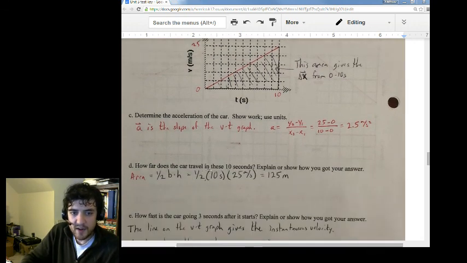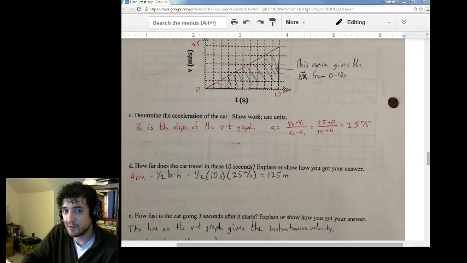All right, determine how far, I can actually read the words that are there. How far does the car travel during these 10 seconds? Okay. Translation, how far does it travel? That means find the displacement. Displacement is equal to the area on a velocity time graph.